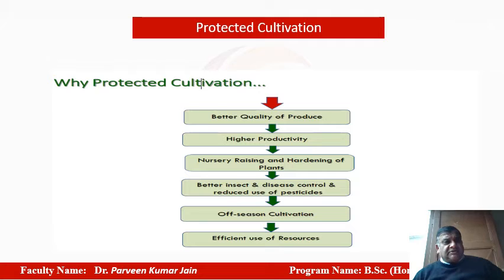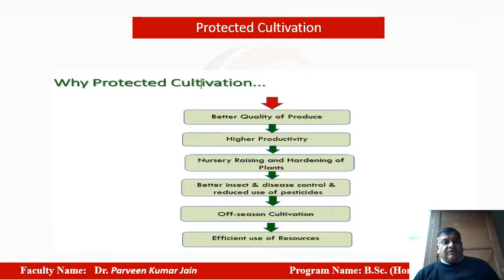As protected cultivation is very important, you know that this is a way to control the environmental conditions, that is, the abiotic factors can be controlled. The crops which are affected by or at risk due to weather vagaries can be checked and best utilized. So this is why we go for protected cultivation.